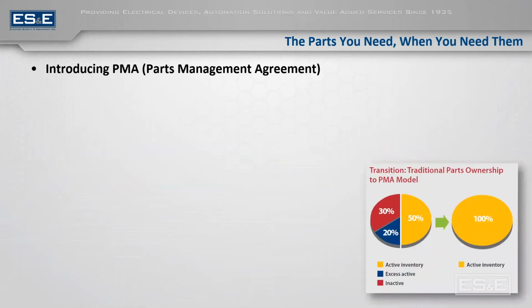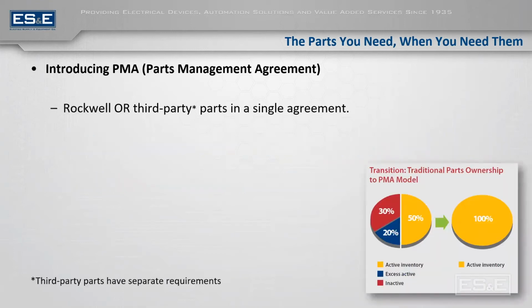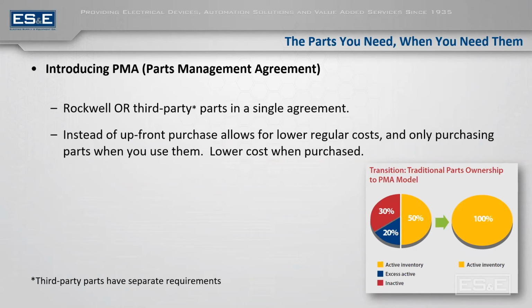There's an option here called a parts management agreement. So what this does is we can actually take Rockwell and third-party parts into a single agreement. Instead of upfront purchases, we can actually do a lower cost where the parts are sitting on your shelf. So there's a lower cost fee associated, but they're sitting on site, and you only, quote, purchase them when you cut them open and use them. So they're not yours until you take them out and you need to use them. And we typically use a remanufactured part for this, which is going to give you even a lower cost once you do decide to purchase them. The warranty doesn't start until the part is in use.